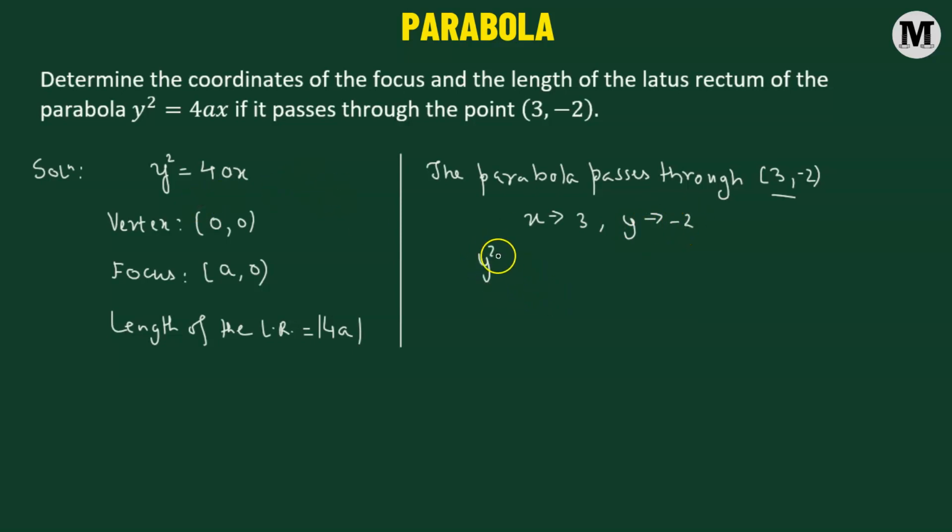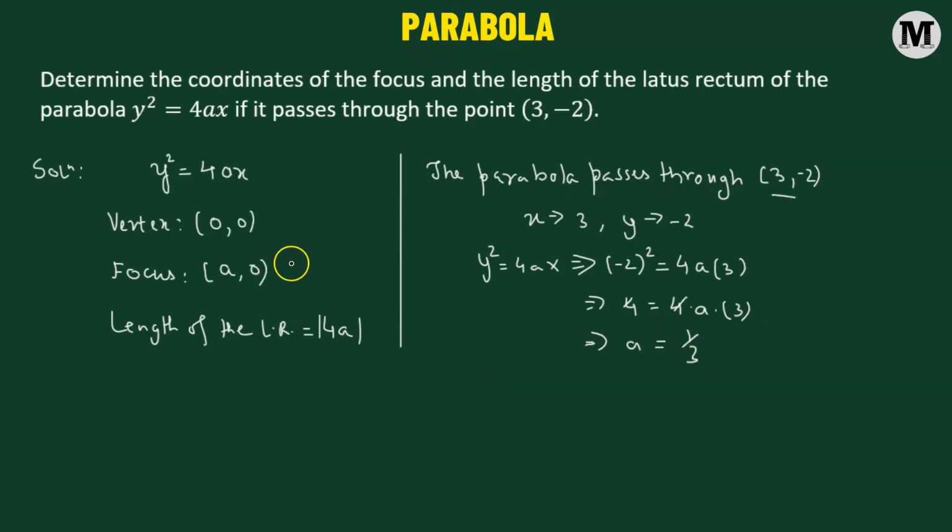So we get y squared equals 4ax. So this will be equivalent to (-2) squared equals 4 times a times x. So here we have (-2) squared, that's 4. 4 will be equal to 4 times a times 3. So 4 and 4 will get factored out. That gives us the value of a as 1 over 3.